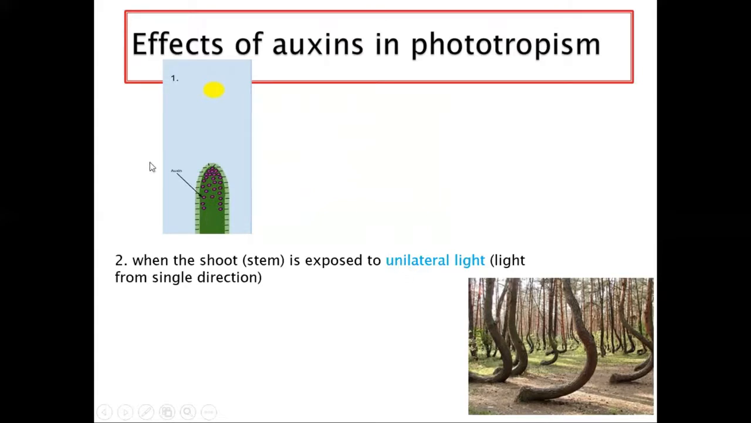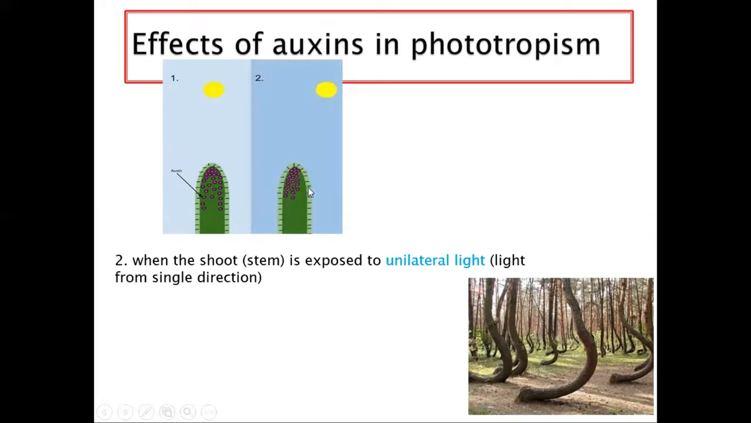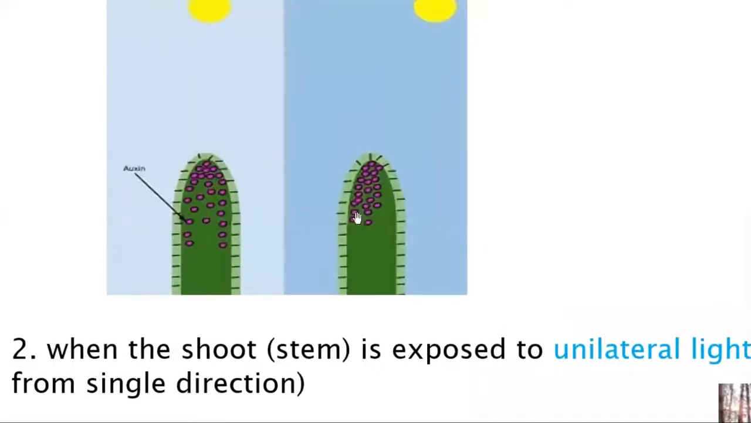So what will happen? Now this is the shoot. The light is coming from everywhere, but now we want to expose it from a single direction. If you change the sun towards a single direction, this side will have more light and this side will have less light. So what will happen? Auxins are sensitive to light. They don't like light, so they have to migrate to the dark side. So you see that now they have migrated from this point to this point.